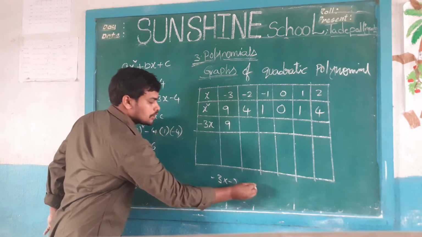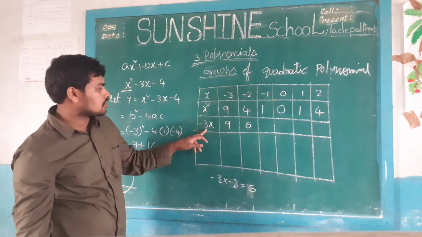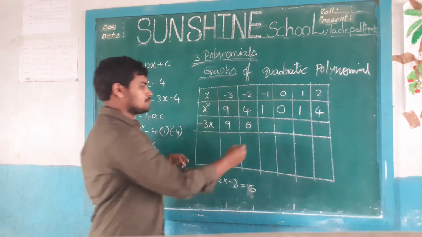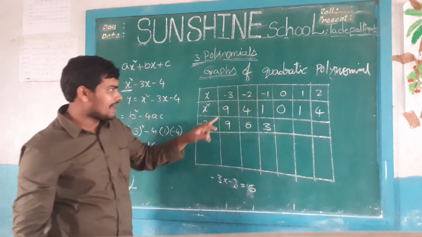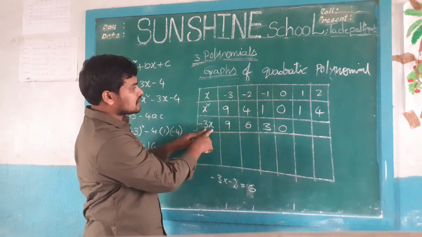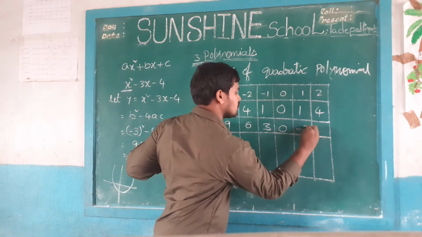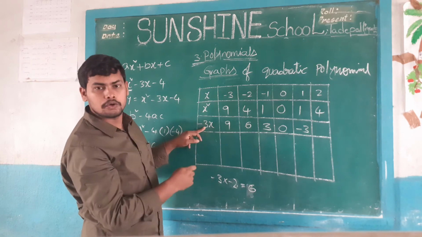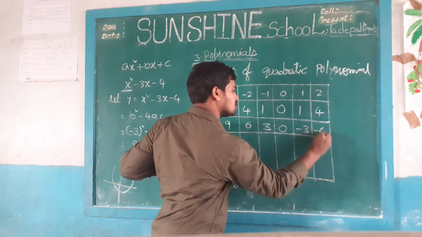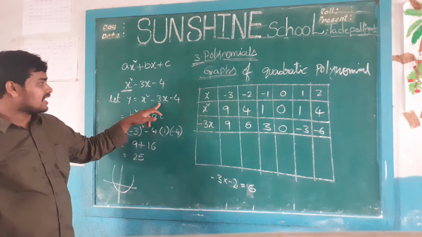Minus 3 into 2... So that is equal to 6. Next, minus 3 into minus 1, 3. Minus 3 into 0, 0. Next, minus 3 into 1, minus 3. Minus 3 into 2, minus 6. Okay. So x square is over, minus 3x is also over.